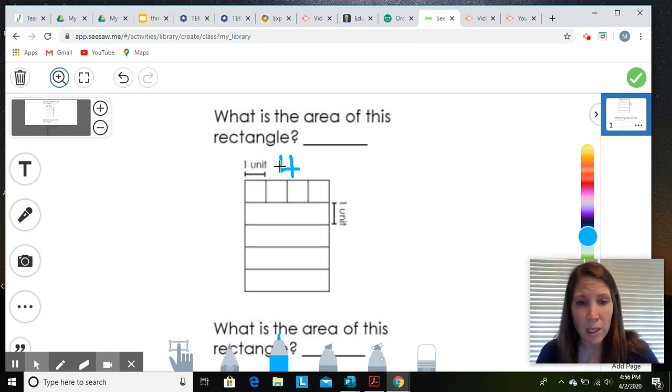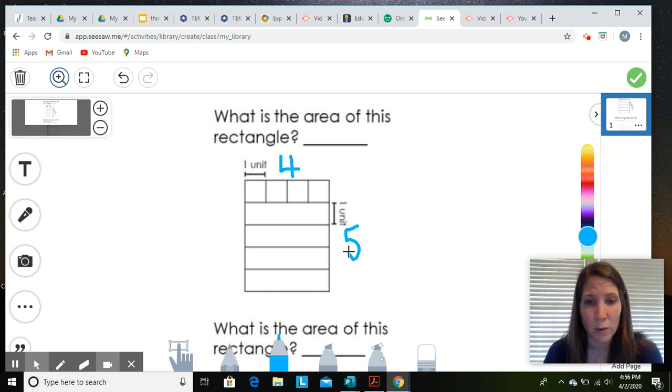We have 4 squares in each row. So we would also have 4 squares in this second row. We would have 4 squares here, 4 squares here, and 4 squares here. So we have a total of 1, 2, 3, 4, and 5 rows. So we have 4 squares in each row, and we have 5 rows. Well, if we're finding the area, we're going to take 4 times 5, and that's our total area. So what is 4 times 5?